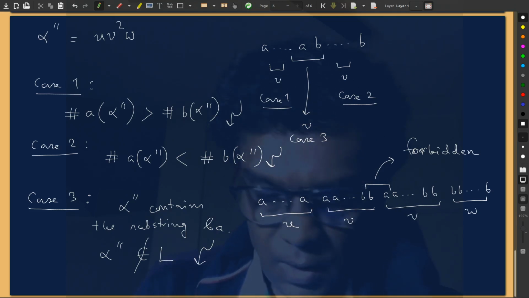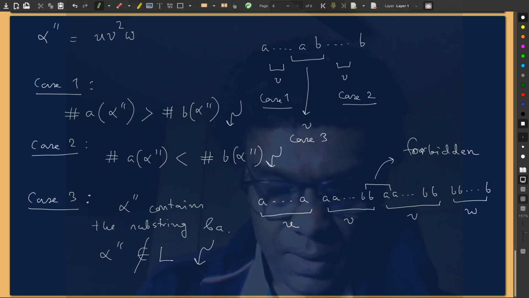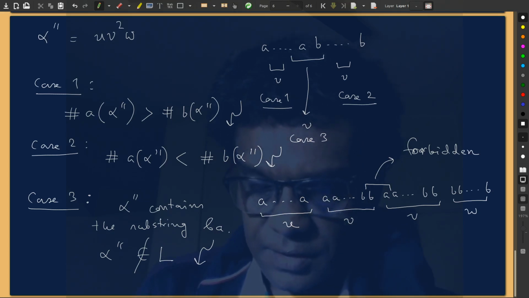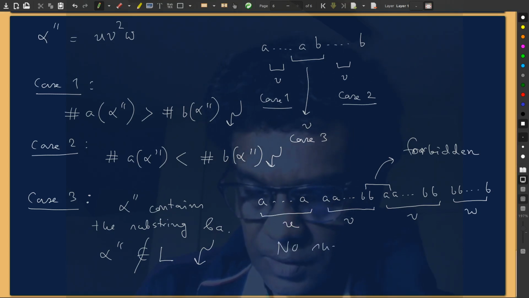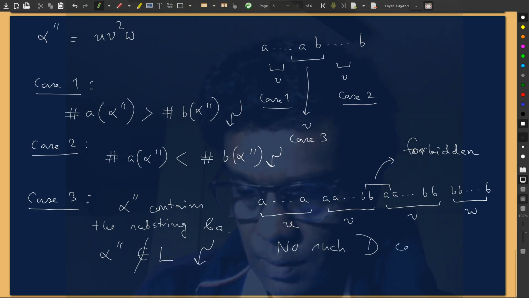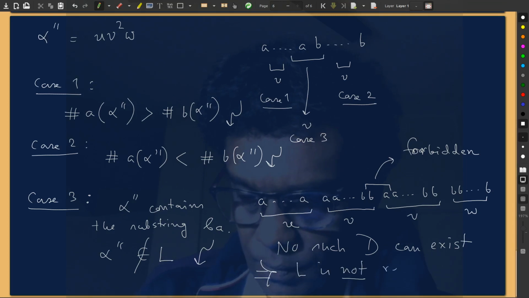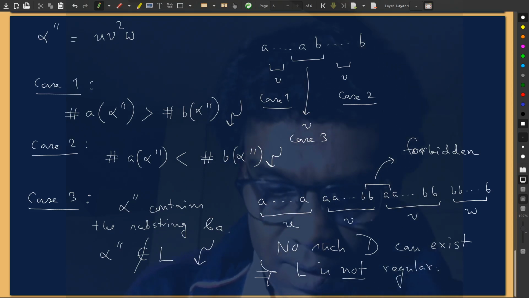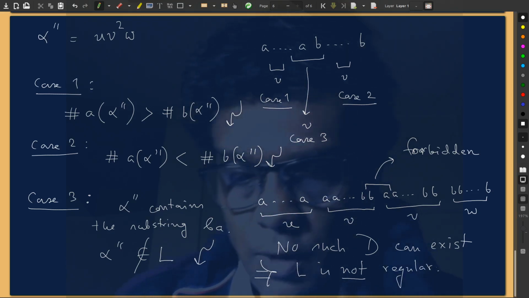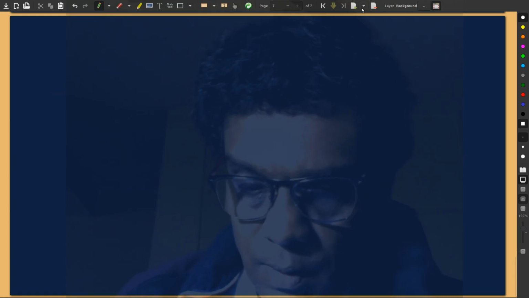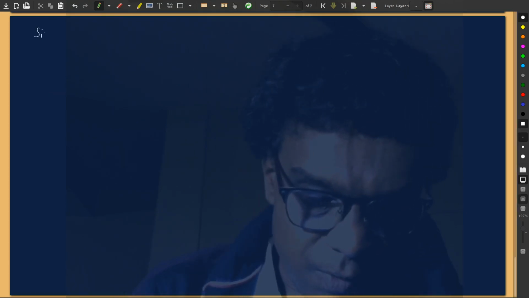Okay. So these contradictions essentially prove that no such D can exist, which implies in turn that L is not regular. Okay. So this proof is unnecessarily a bit too complicated. So I give you a simplified proof.